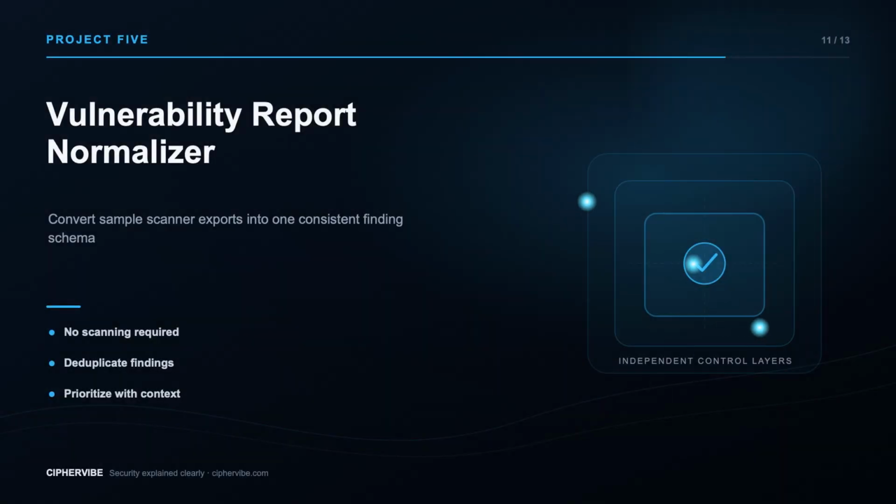Project 5 normalizes sample vulnerability exports. Create fictional JSON and CSV reports from 2 imaginary scanners. Map both into one schema with asset, identifier, severity, evidence, remediation, and source. Deduplicate carefully and preserve provenance. This teaches CSV, JSON, data modeling, and reporting without scanning any target. Add asset importance and exposure as context, but never pretend one score decides business risk.